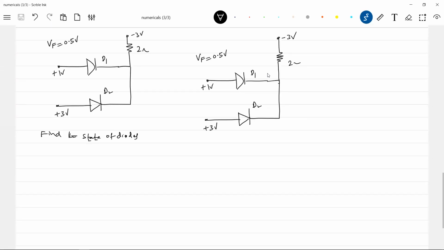Okay, let me write the loop equation. I'll assume the current in the circuit to be I, and this one I1. Then this will be positive. I'll change it, so let it be like this: I1, I2. Let's write the loop equation: plus 1 minus 2I minus of minus 3 equal to 0.